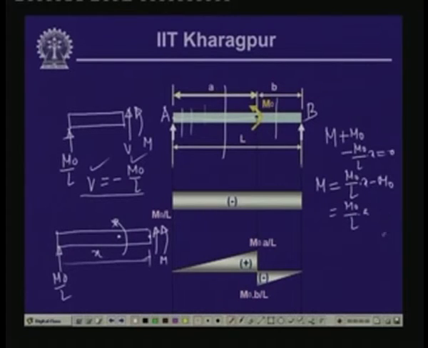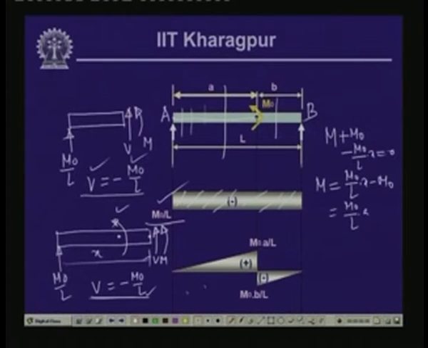Well, this is about the bending moment, and about the shear force, this is V. So, V again is equal to minus M0 by L, and this moment does not have any effect on the vertical force, and hence the shear force is constant from here to here, which is equal to minus M0 by L. So, over the entire length of the beam, the value of the shear force is equal to minus M0 by L.